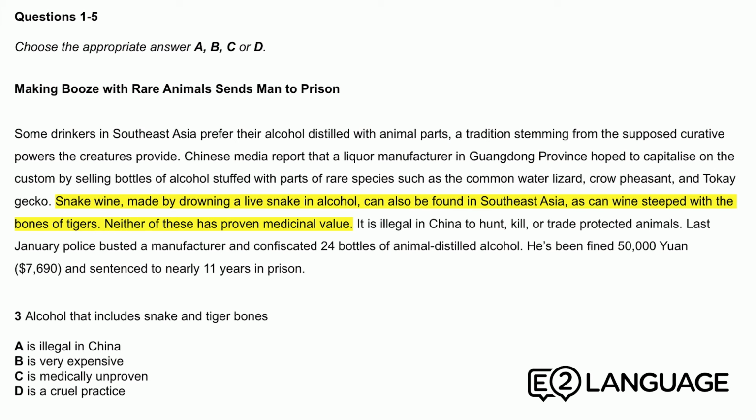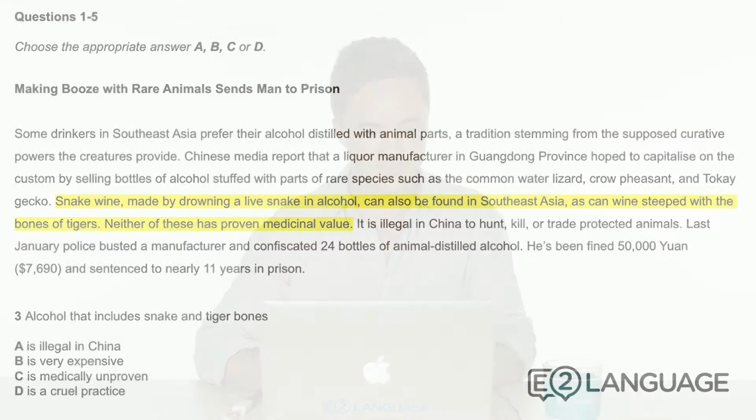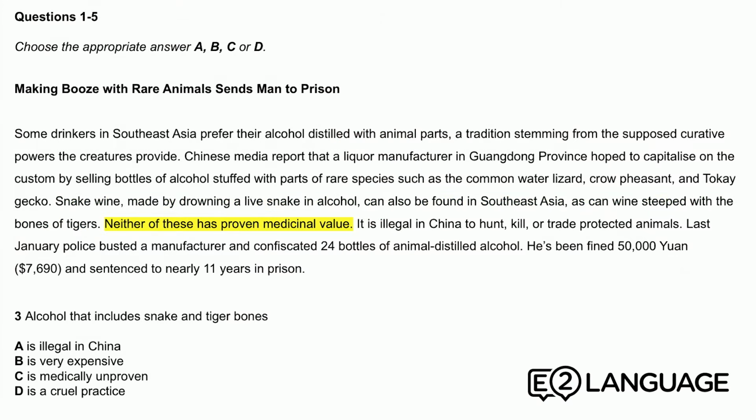It says, snake wine made by drowning a live snake in alcohol can also be found in Southeast Asia, as can wine steeped with the bones of tigers. Neither of these has proven medicinal value. So, what's another way to say neither of these has proven medicinal value? Let's take a look. The answer, of course, is C, is medically unproven. Aha.